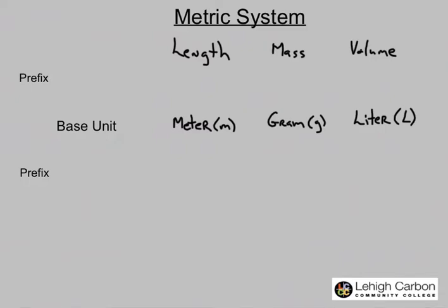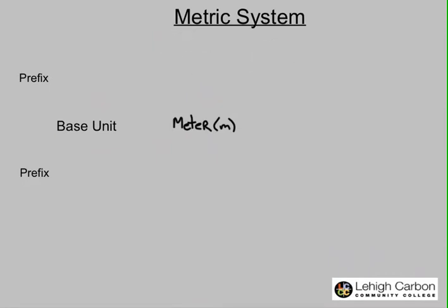Now from these base units, you then apply a prefix in order to identify the other units that can be used. So let's just look first at length. We know our base unit is the meter. So if we assume we have 1 meter, by getting smaller than the base unit, the first prefix you come across is Deci. Deci is abbreviated with a small d, and there are 10 decimeters in 1 meter.